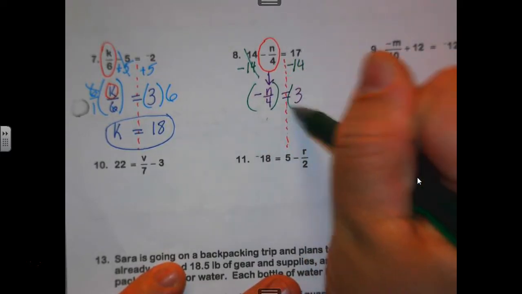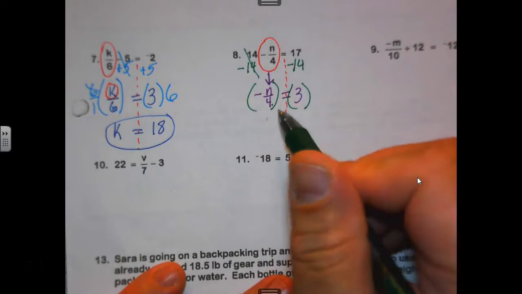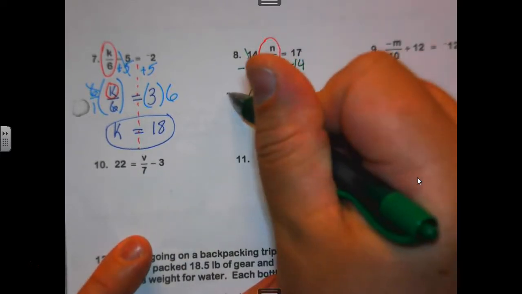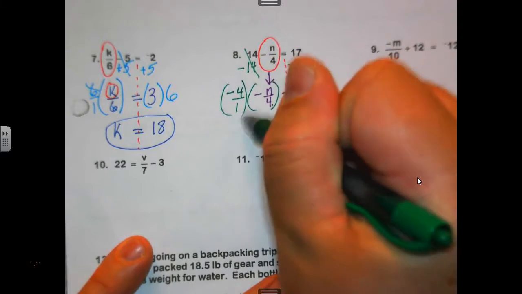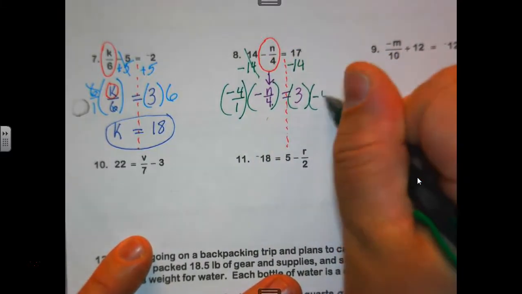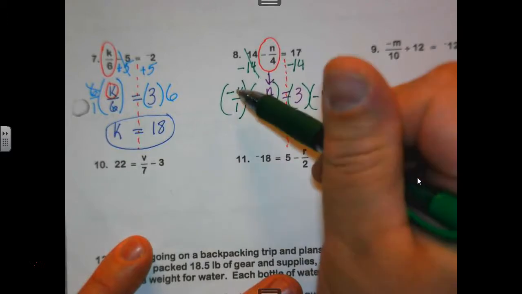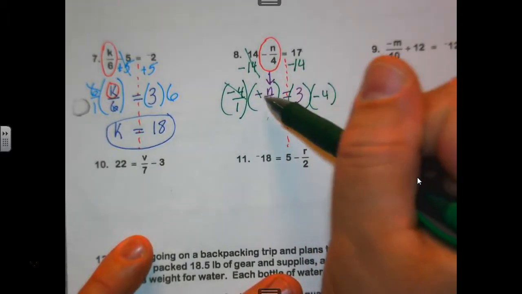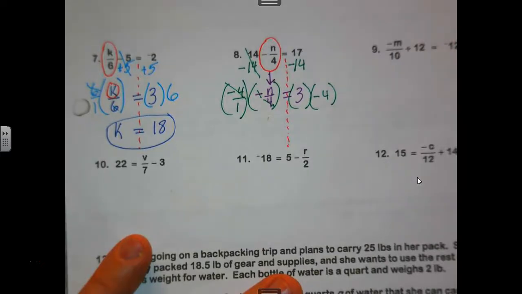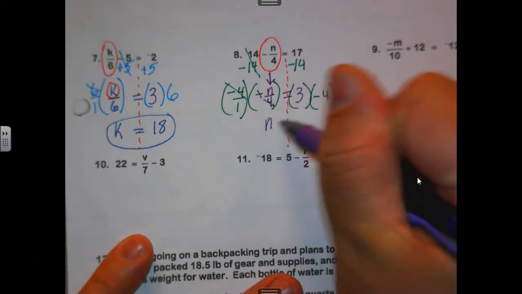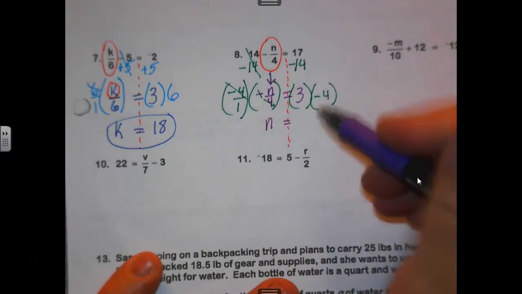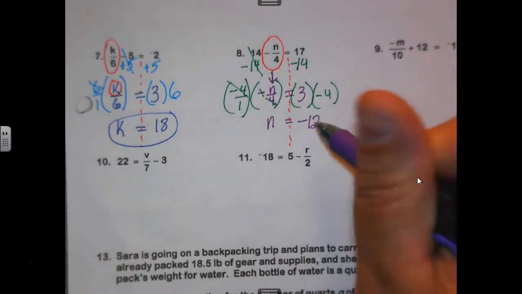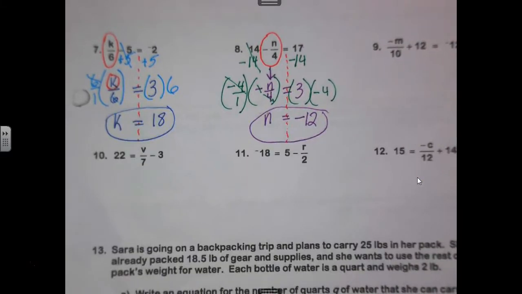I'm going to multiply both sides by my denominator 4, but not just 4. I'm going to multiply by negative 4. I'm going to do 2 steps at once. I bring that negative sign with me, it cancels out this negative sign also. And I get my n. 3 times negative 4, negative 12. I think that'll give you enough examples at least to do the computational problems.